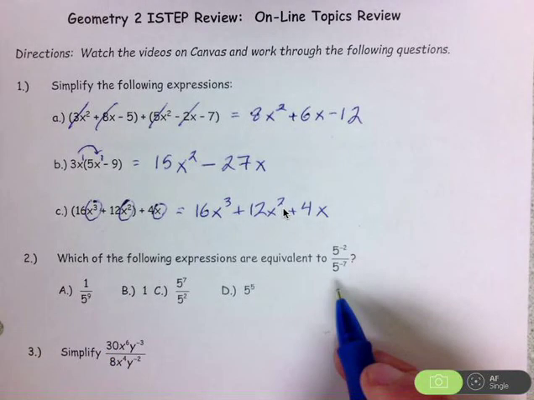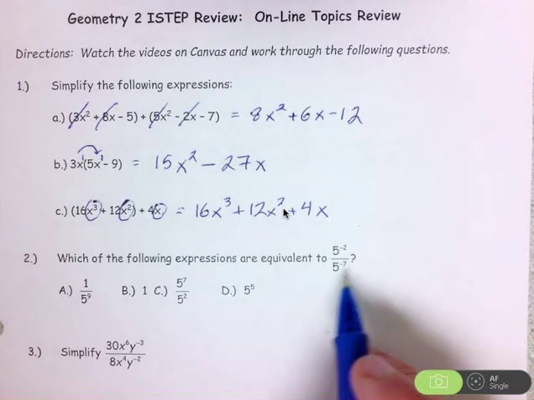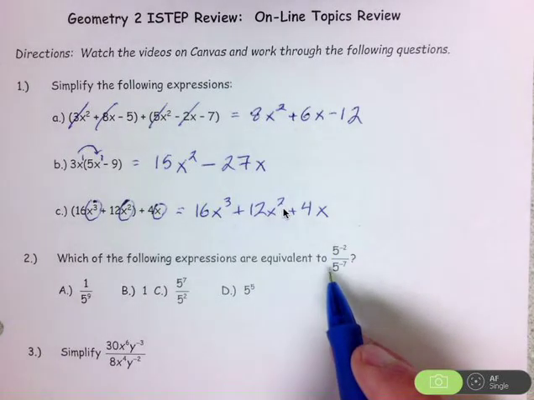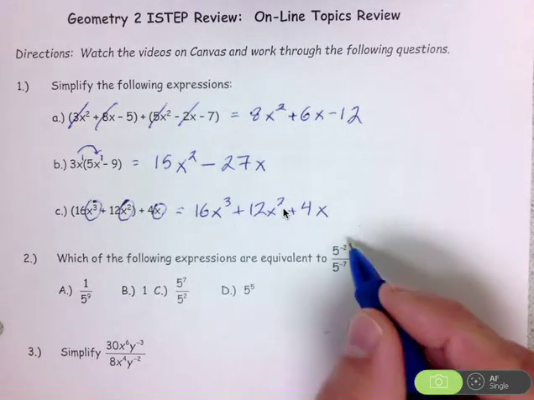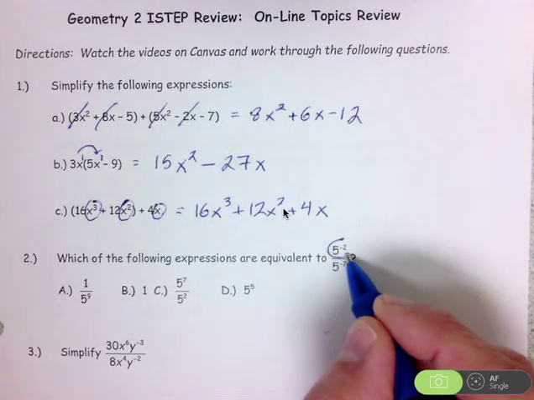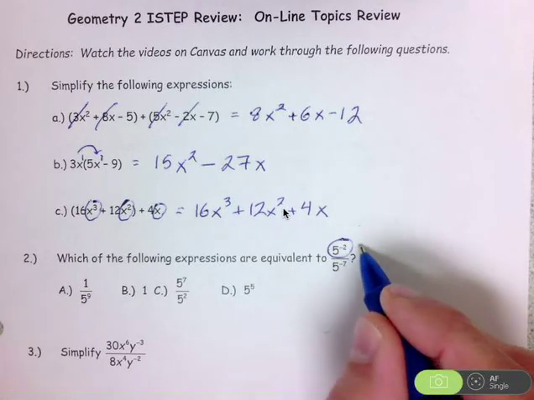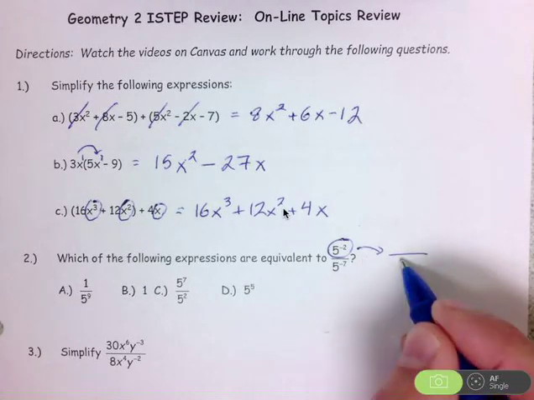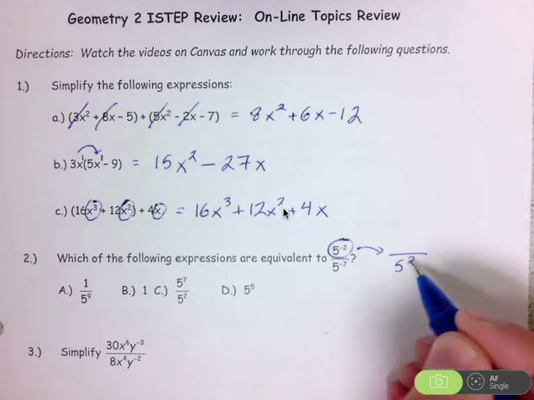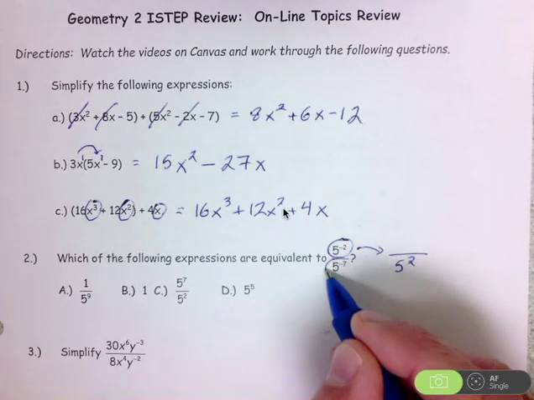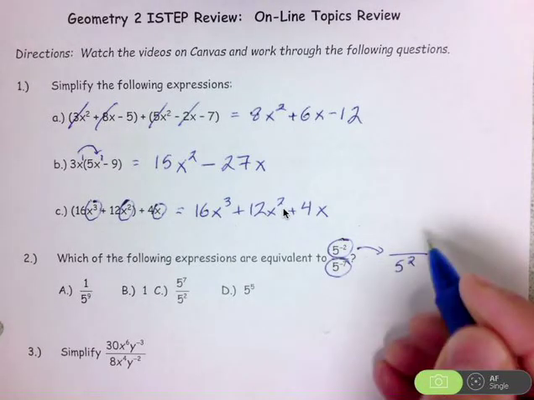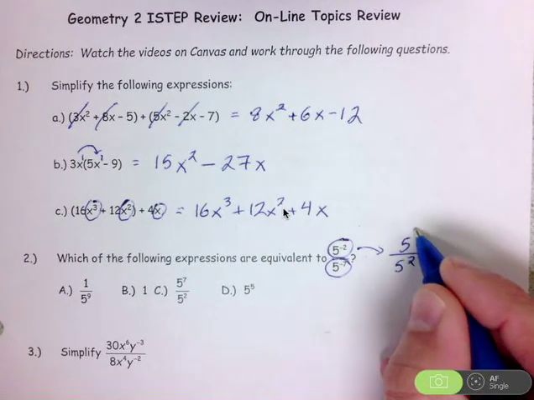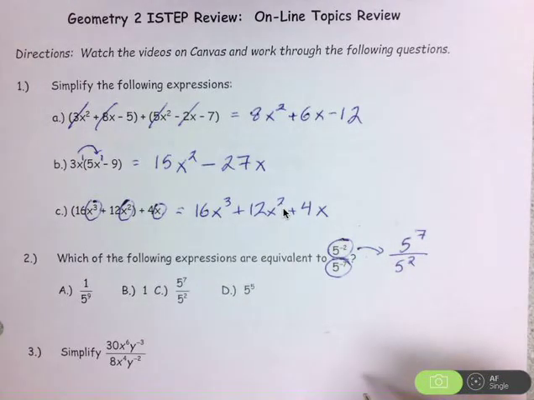So in number 2, you're trying to find which expressions are equivalent to this, and this question is really just understanding what you can do with an exponent that is negative. So essentially this 5 to the negative second power, if you move it into the denominator, you can make it 5 to the positive second power. Same thing, this 5 to the negative 7th power, if you move it to the numerator, you can make it 5 to the positive 7th power. And now the exponents are positives, and we can continue simplifying.